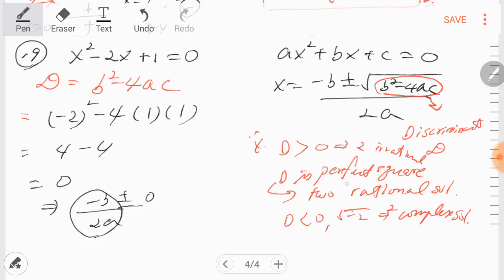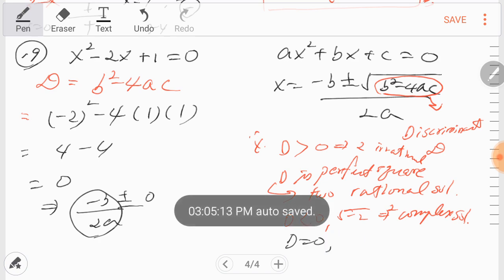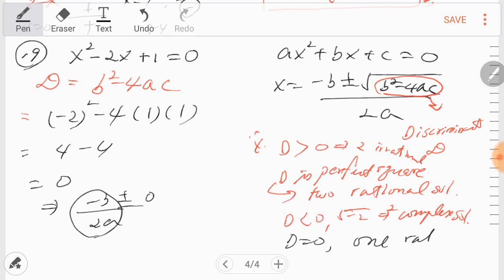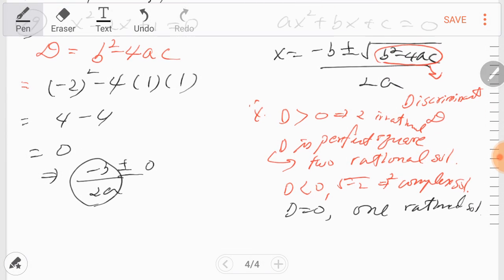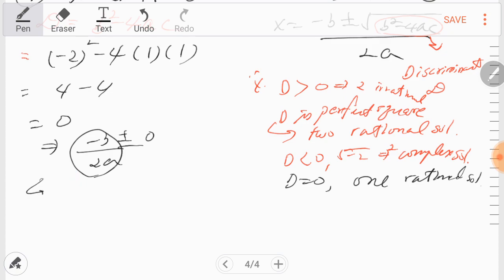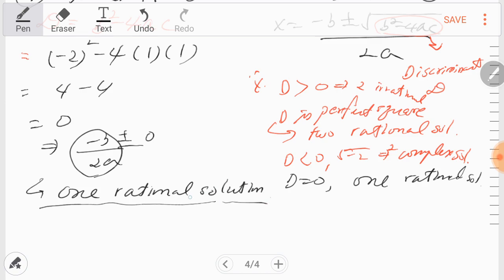So another case is if D equals 0. If D is equal to 0, then there is only one rational solution, right? So the type of the solution is: there is one rational solution, because negative b over 2a is a rational number.